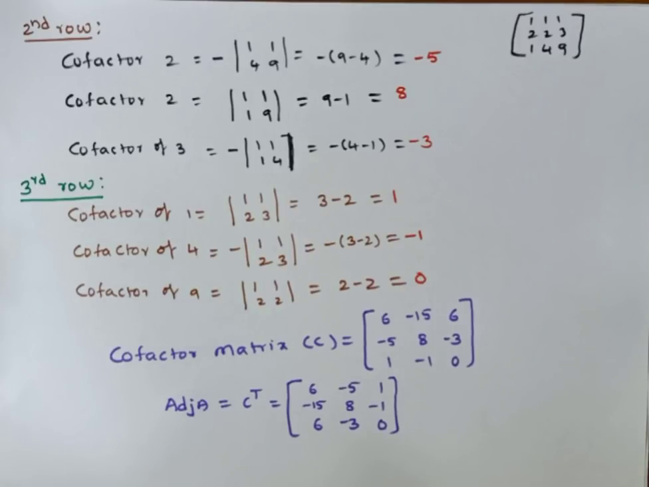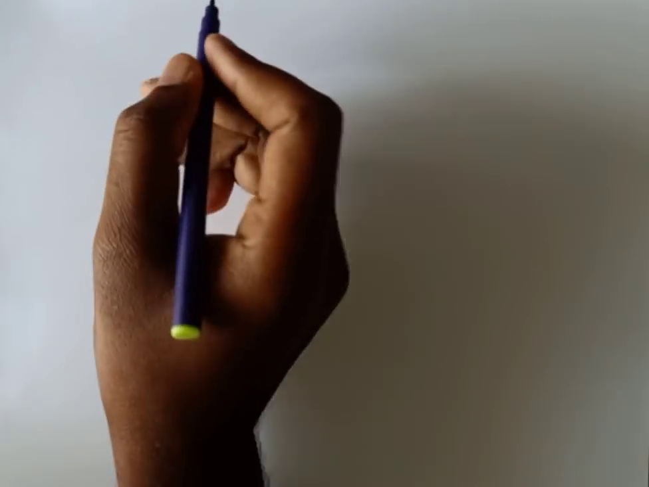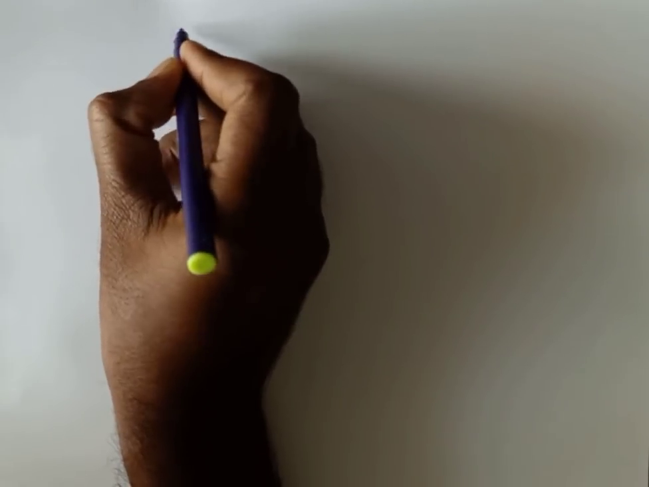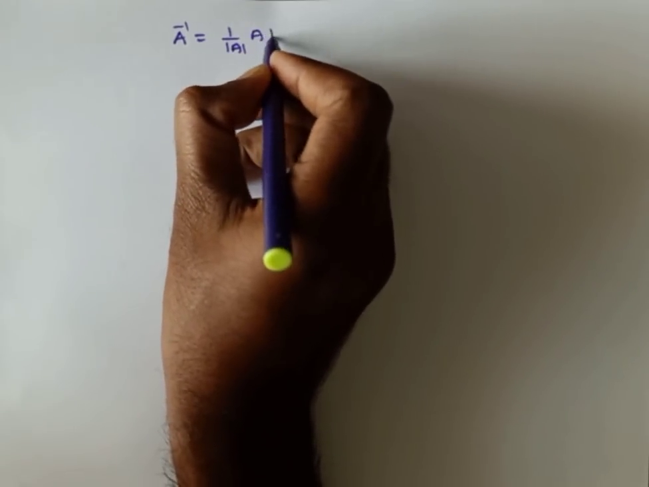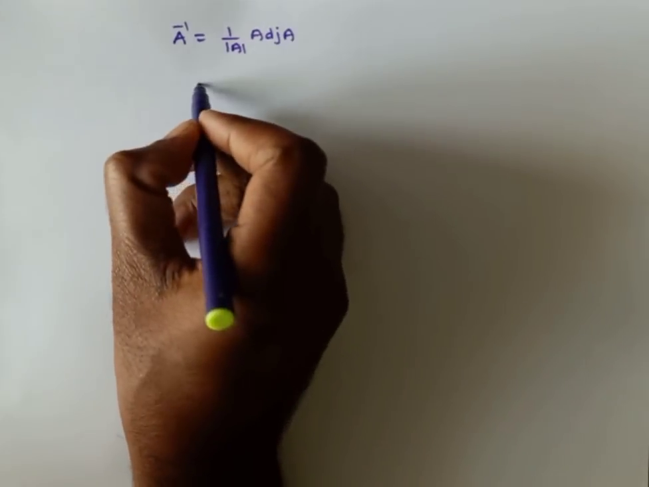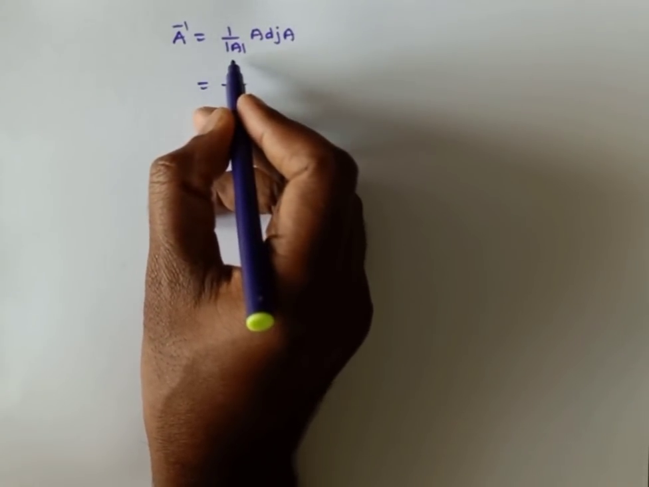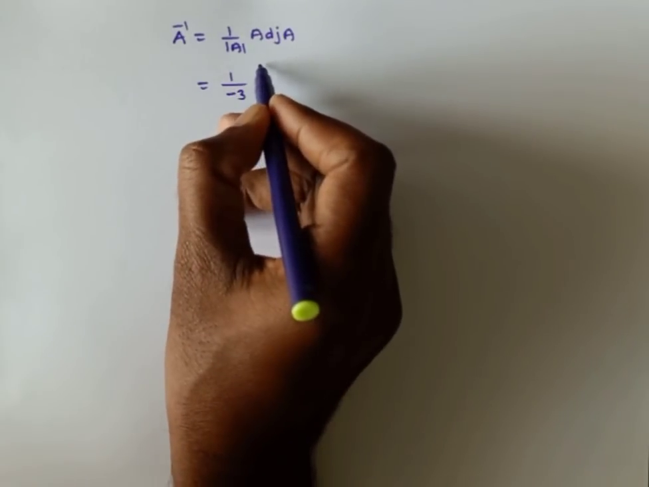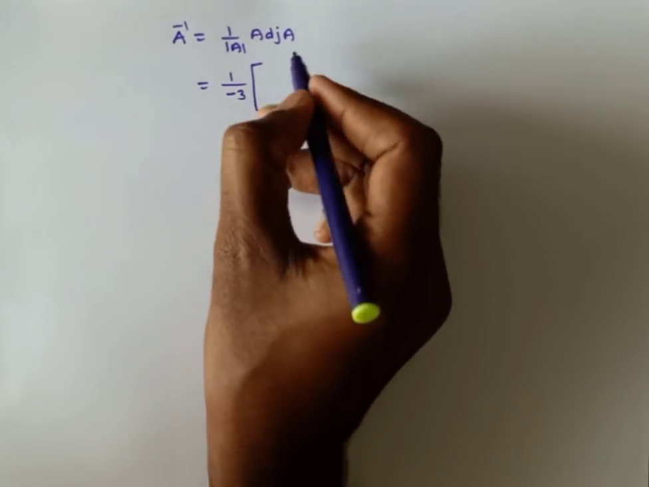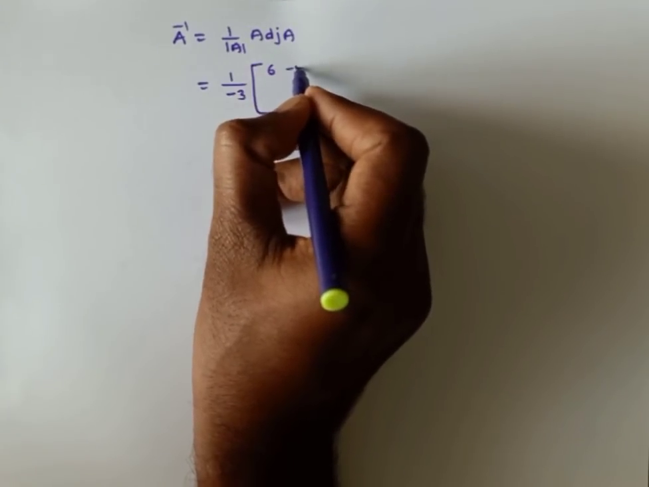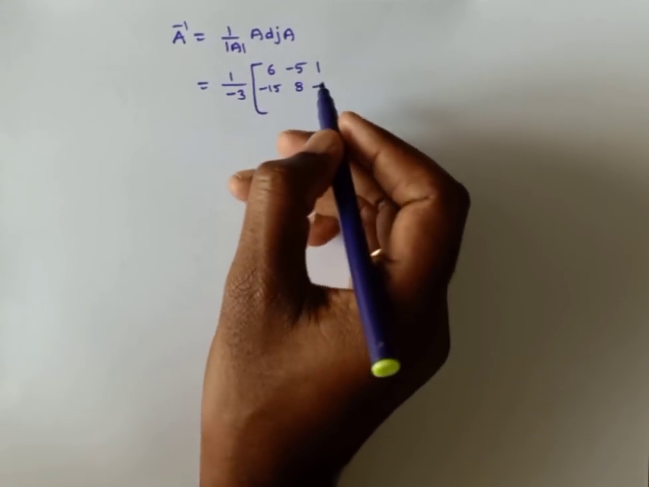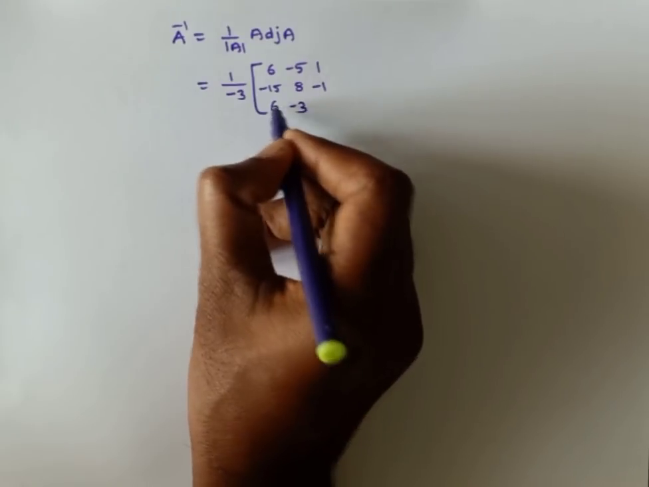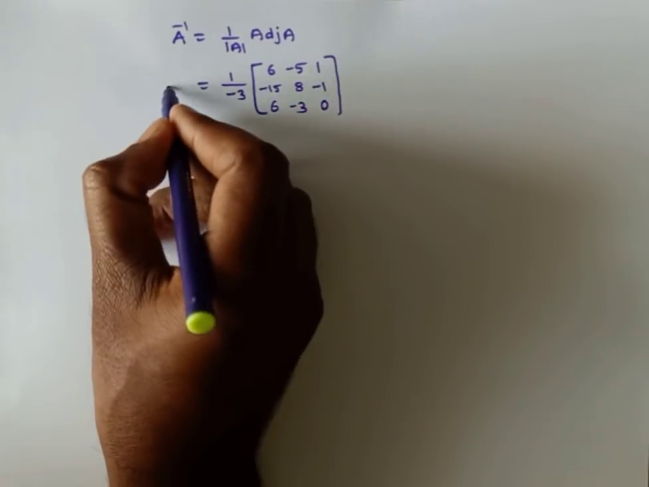By using adjoint A, we can evaluate the inverse of the given matrix. A inverse is 1 by determinant of A into adjoint of A. Now we have the determinant of A, so 1 by det A means minus 1 by 3 into adjoint of A. What is our adjoint of A? 6, minus 5, 1, minus 15, 8, minus 1, 6, minus 3, 0. So this is A inverse.